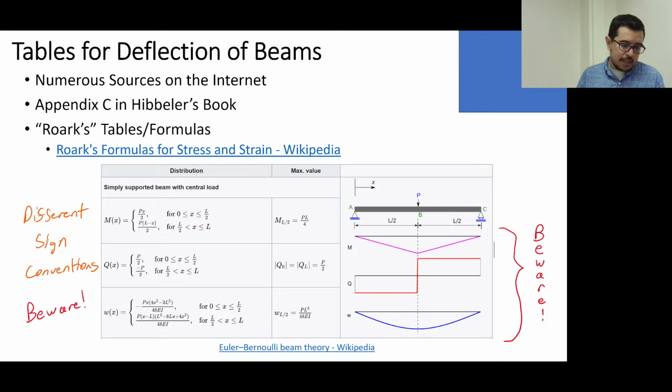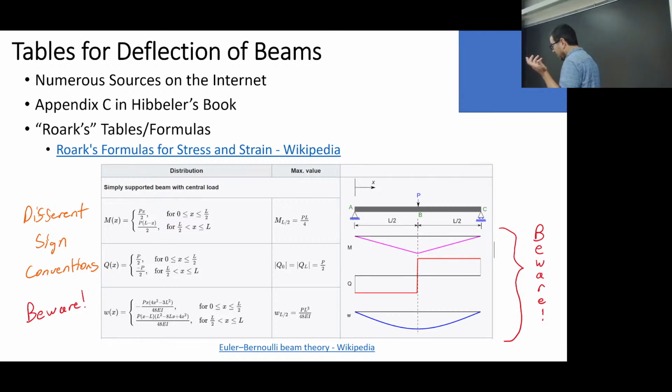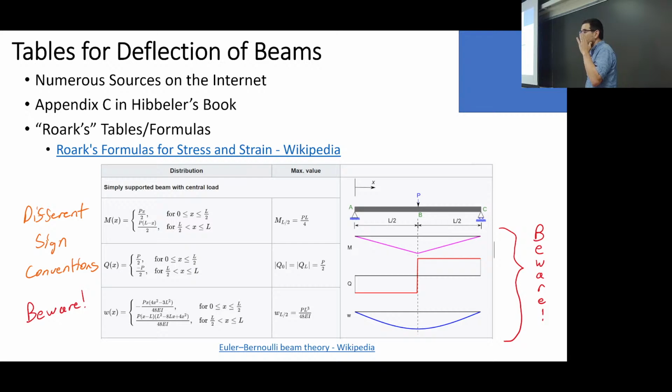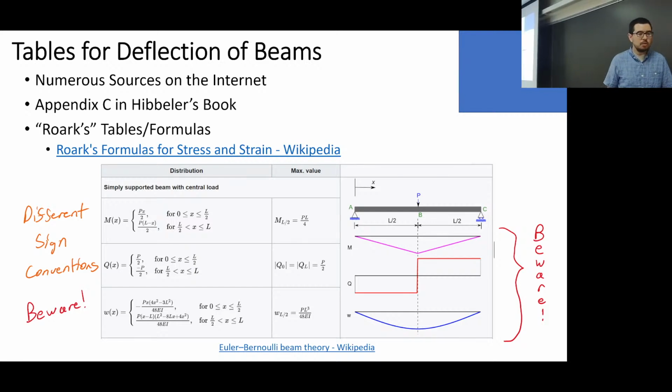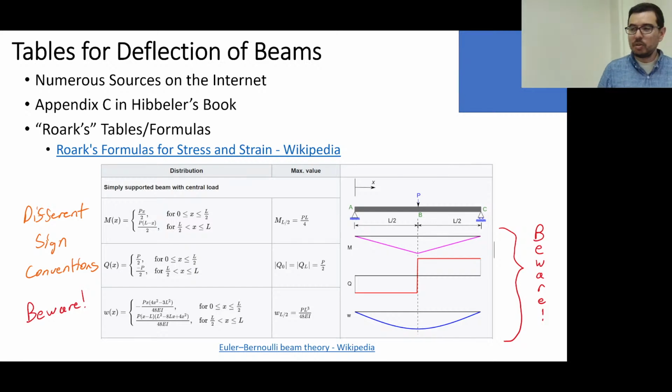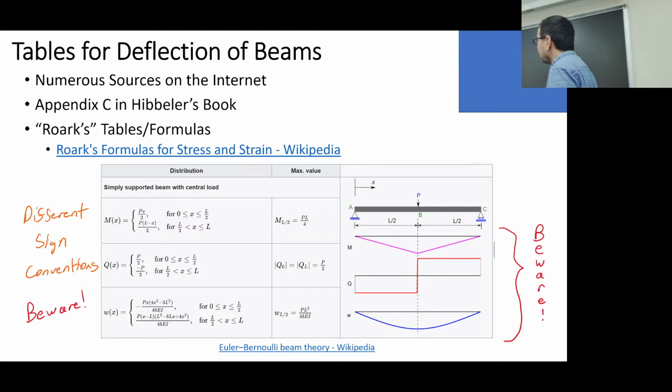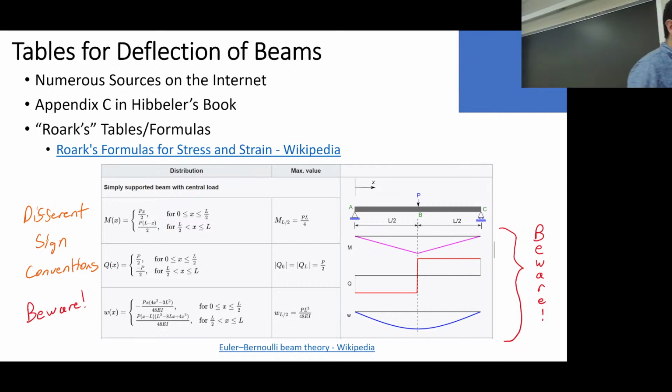The approach is that you're going to look for these tables. Roark's book is an old book, famous for having a bunch of these relationships worked out already. I don't think people say use Roark's anymore because there's the internet, so you can just search for tables. Or you can look at Appendix C in Hibbeler's book. This is what one of the tables might look like. And notice a few things.